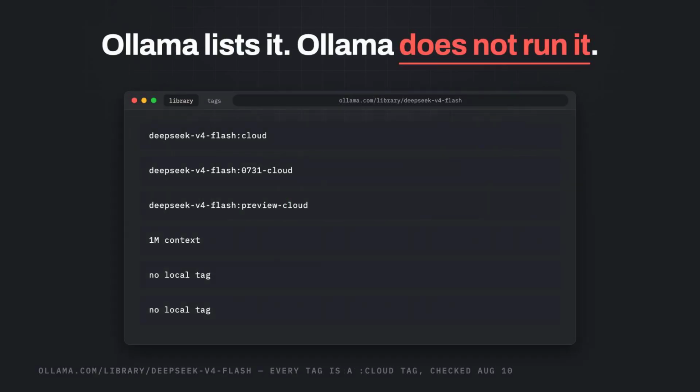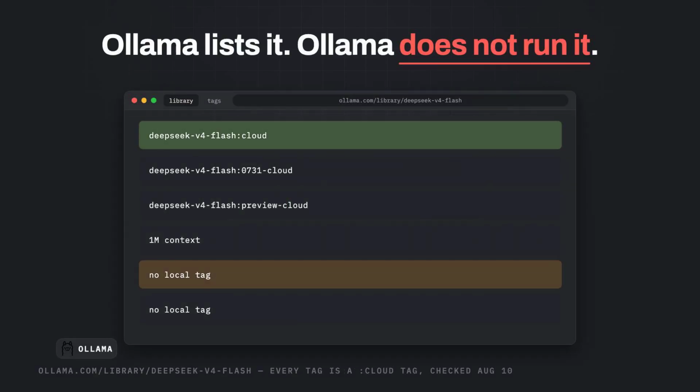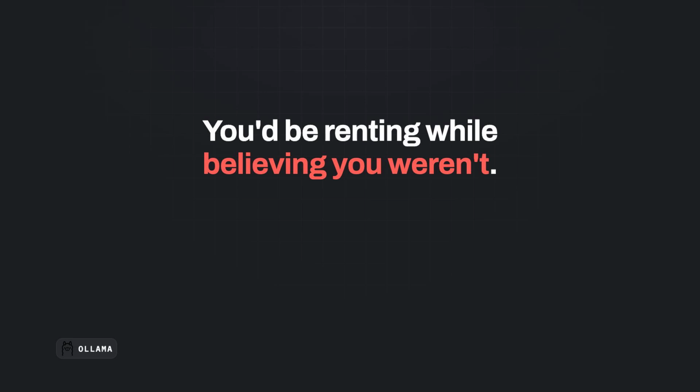Here's the trap, and it caught me. Ollama has this model in its library, and every single tag on that page ends in the word cloud. Pull it in Ollama, and you are not running anything locally. You're sending your prompts to somebody else's machine through a local-looking command.